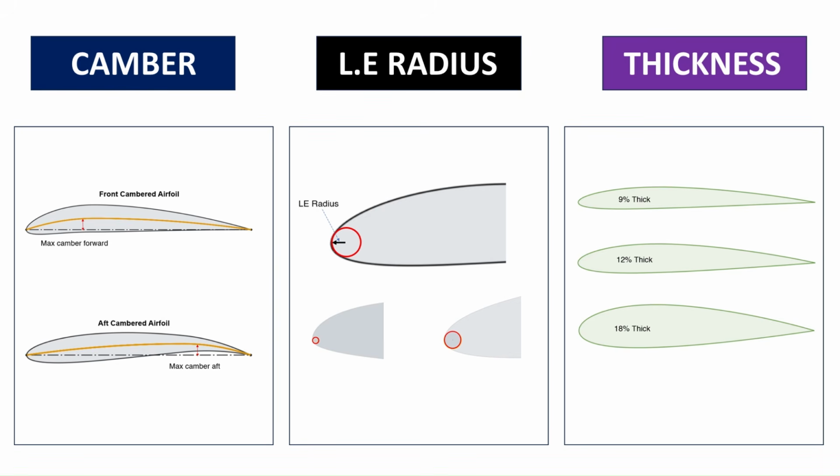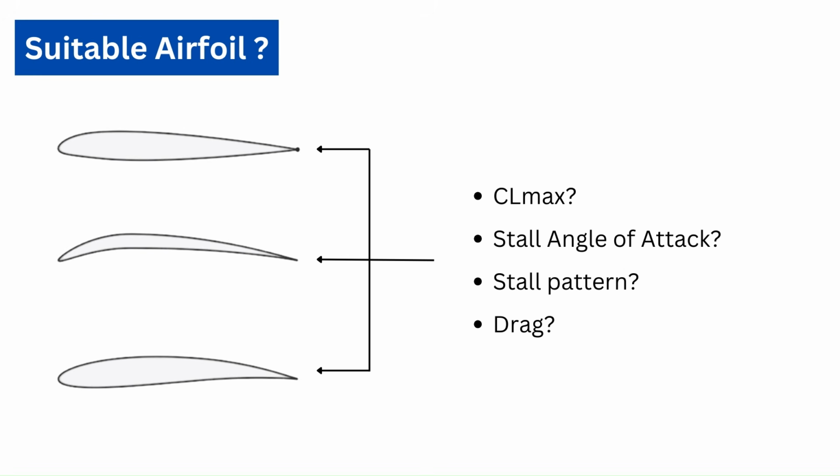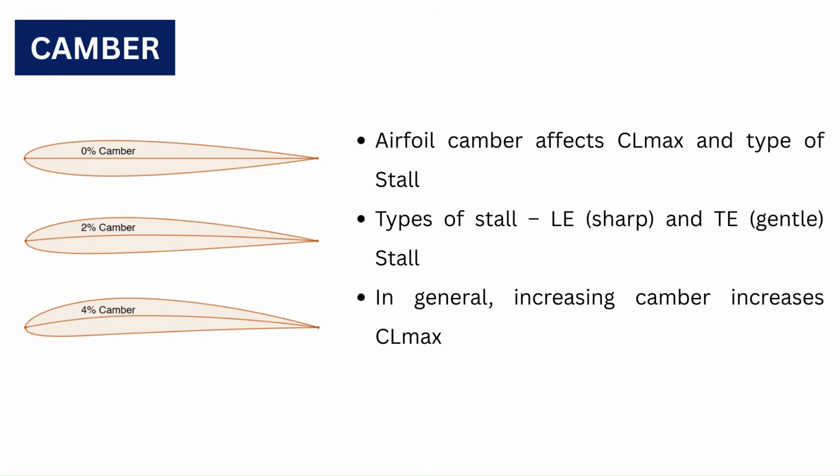In this part, we will look at the effect of camber, leading edge radius, and thickness on an airfoil's behavior. This will allow us to guess if an airfoil will be suitable for our design just by looking at its shape. Let's get started.